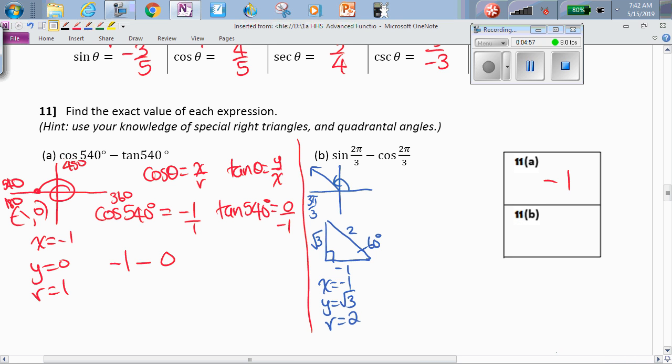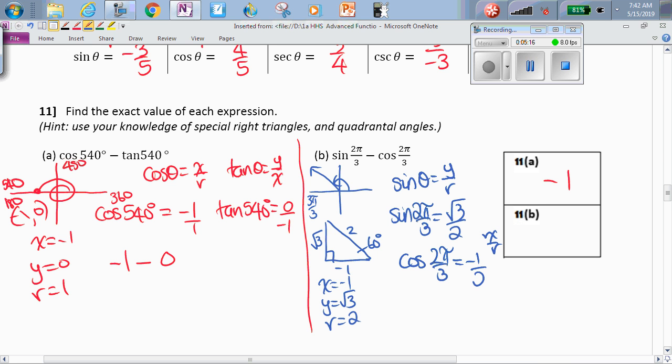So we're going to do sine. Sine theta is y over r. So sine of 2 pi over 3 is y, which is root 3, over r, which is 2. And cosine of 2 pi over 3 is x over r. I forgot to write that. And that gives me negative 1 over 2.